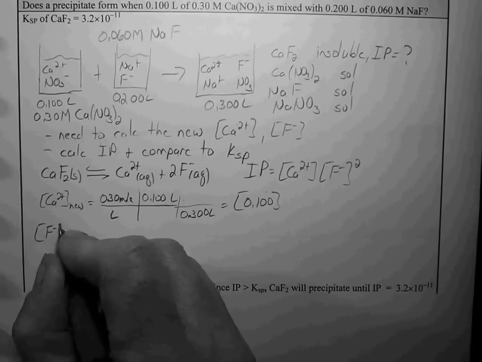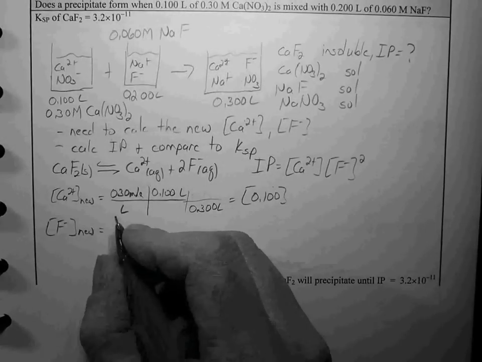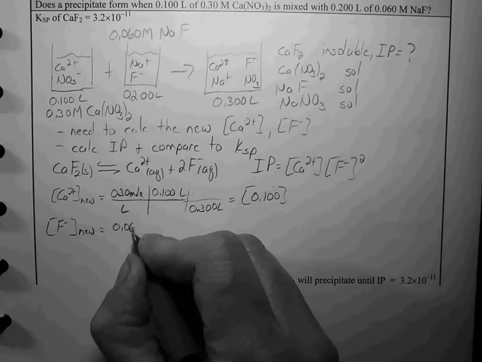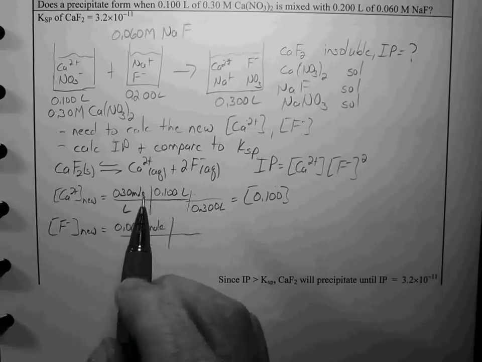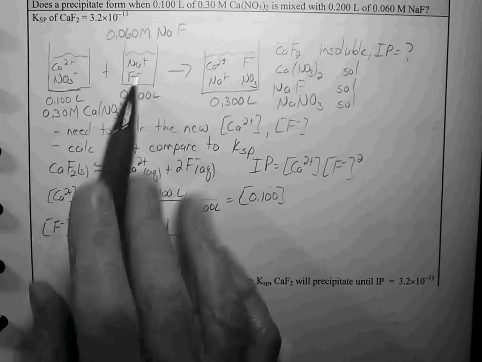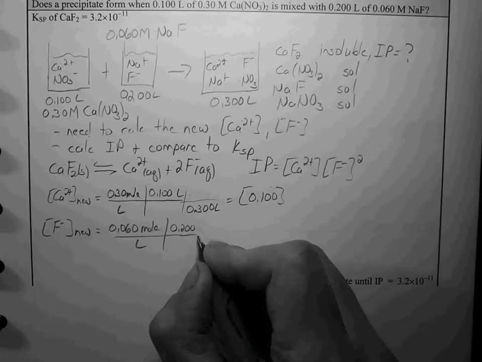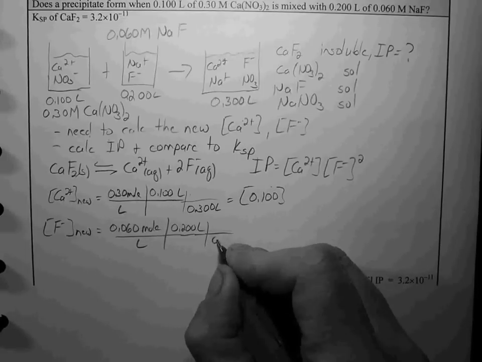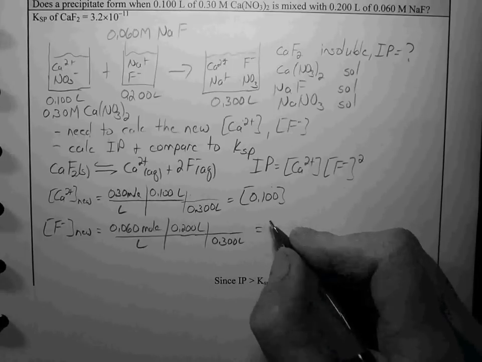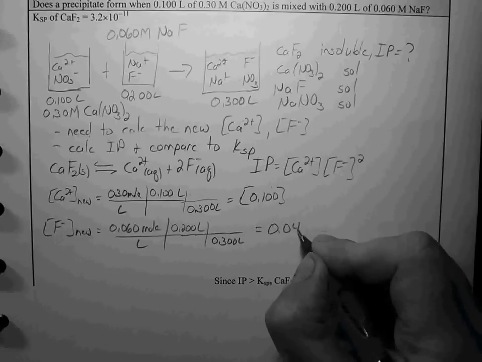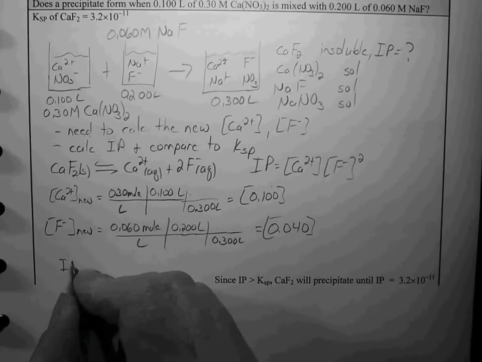For fluoride ion, same process, only here we have a different concentration and volume. Moles per liter, because every mole of sodium fluoride gives us 1 mole of fluoride ions. And we have 200 milliliters to start, 300 milliliters at the end, and so our new concentration is 0.040. Alright, so we can calculate our IP.